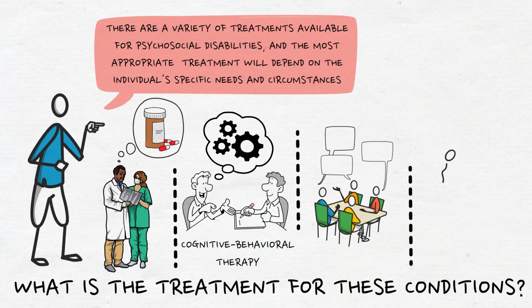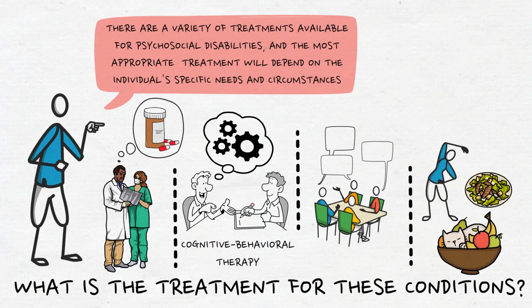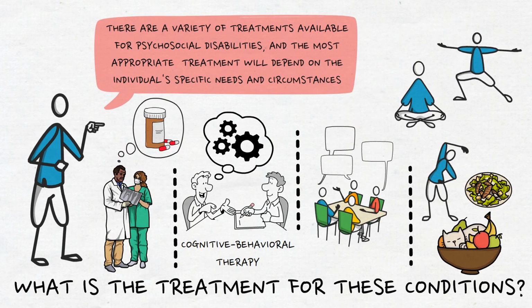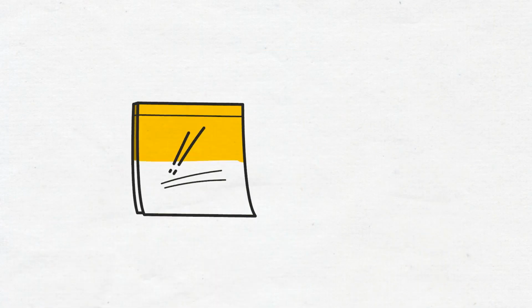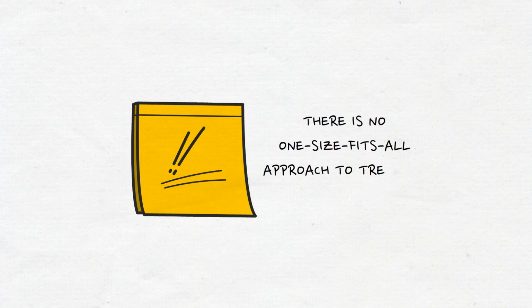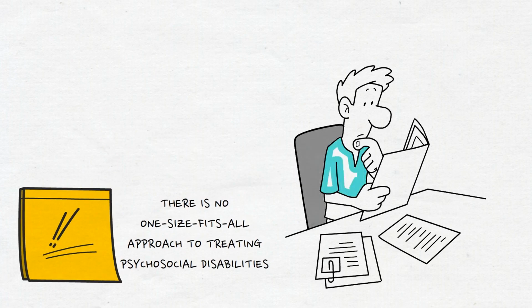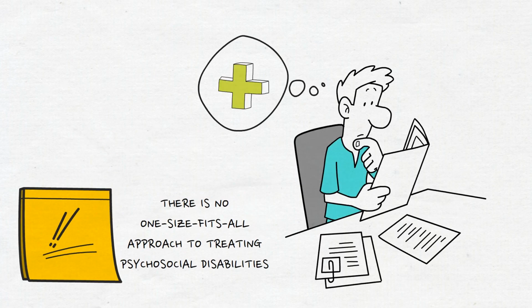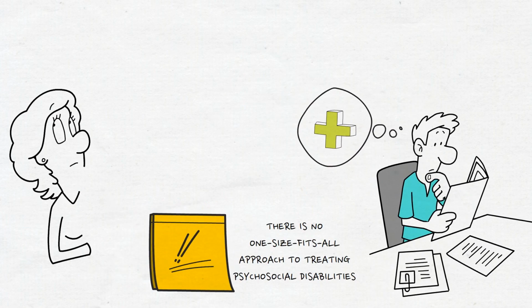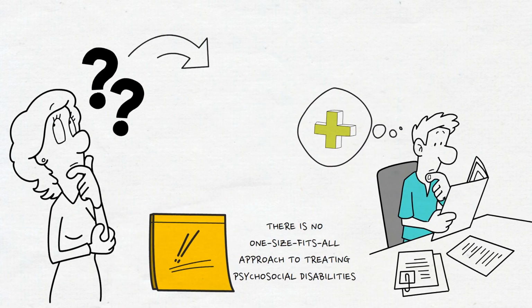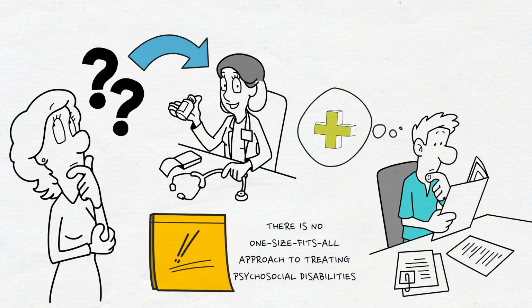Another treatment form is making lifestyle changes, such as regular exercise, healthy eating, and getting enough sleep. Last but not least, some individuals may benefit from alternative treatments such as acupuncture, meditation, or yoga. It's important to note that there is no one-size-fits-all approach to treating psychosocial disabilities. Treatment plans should be individualized and may involve a combination of different approaches. If you, or someone you know, is experiencing symptoms of a psychosocial disability, it's important to seek help from a qualified healthcare professional.